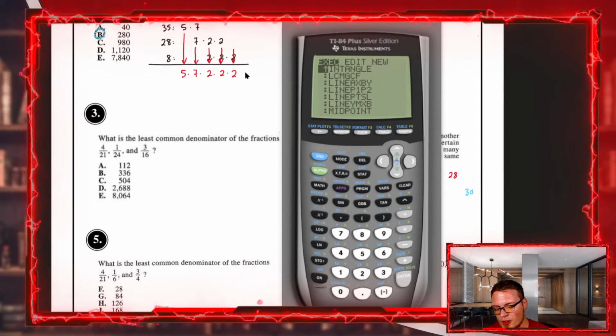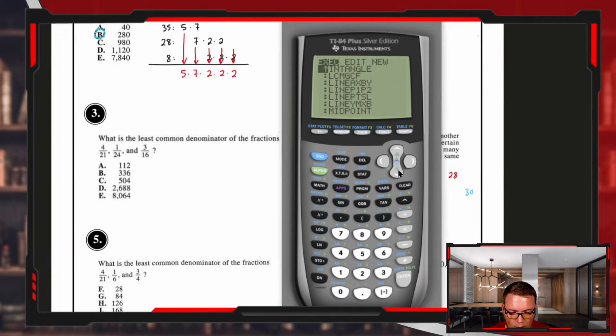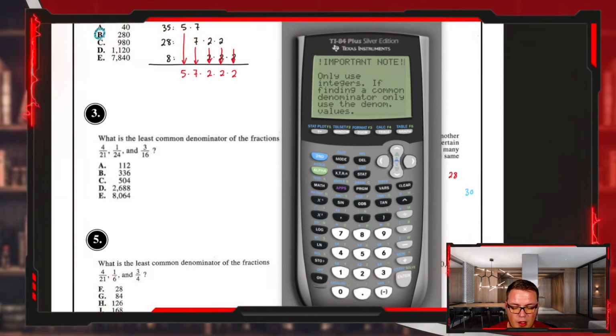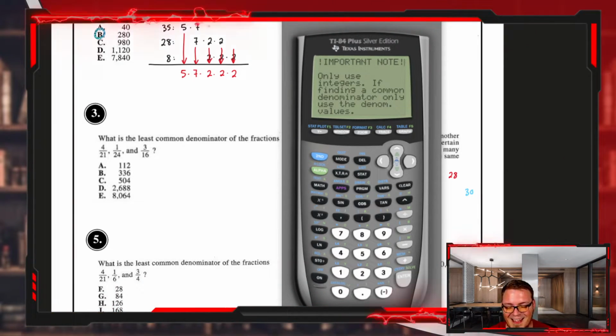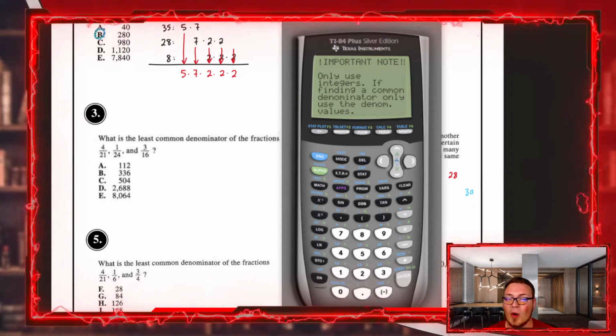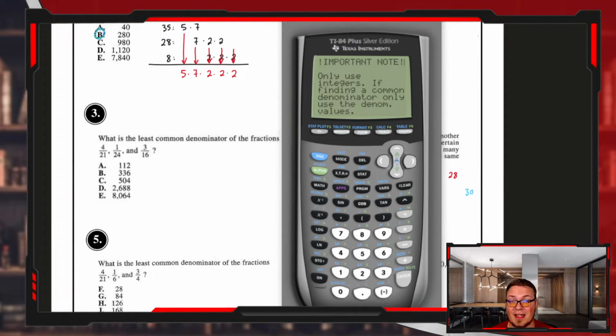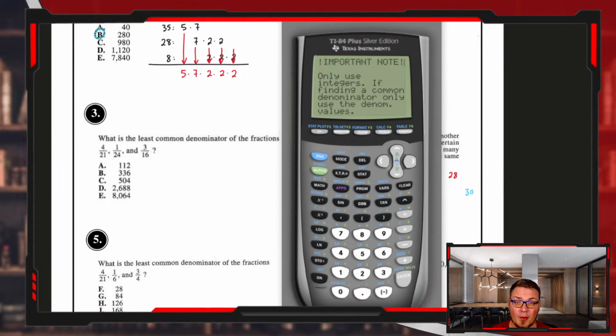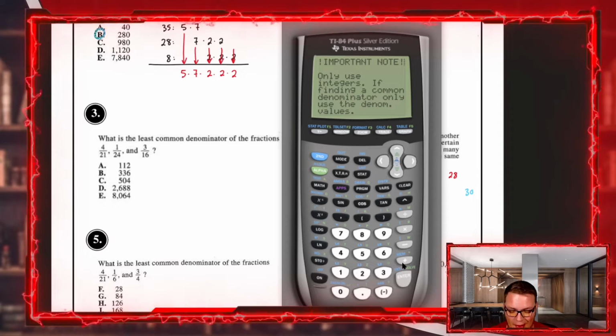The first one is question number 3 in our packet. So if I run the LCM GCF program, they're going to say, hey, important to note, only use integers. If you're finding a common denominator, only use the denominator value. So that's what we want to focus on here. This has got a bunch of fractions. We do not want to put the fraction in. We just want the denominator values.